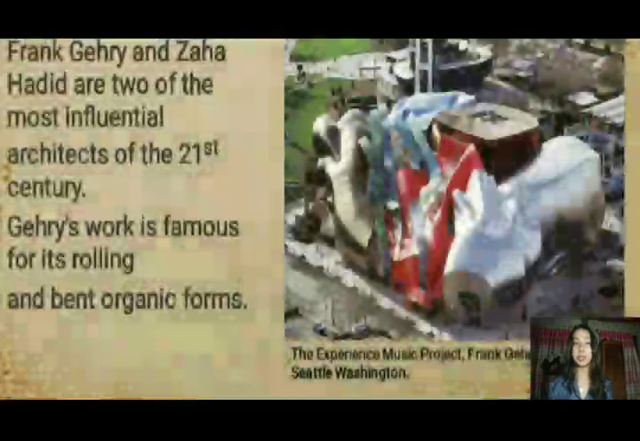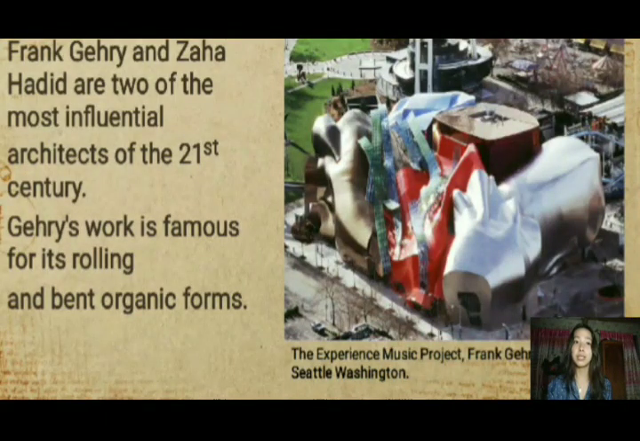So the next example is the Experience Music Project of Frank Gehry in 2000. So we can totally see how architecture evolved from the contemporary work of Frank Gehry and Zaha Hadid. So most of Gehry's work is famous for its rolling and bent organic form in the building. So you can see in the music project that its edge has a bent form, but at the same time it is rolled, like, you see it, right?